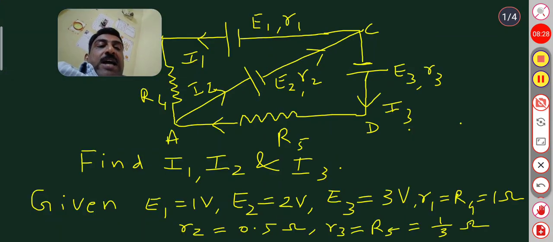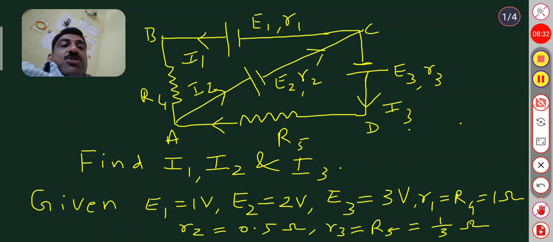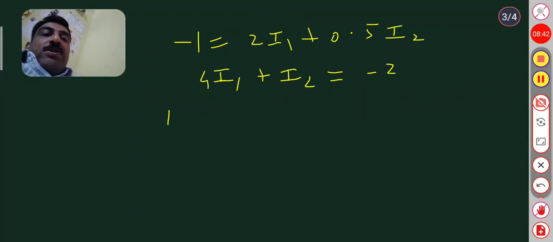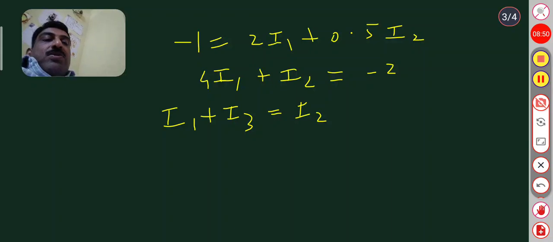But you already know that I2 can be written as I1 plus I3, isn't it? By using Kirchhoff's first rule, you can see here I1 is entering, I2 is leaving, and I3 is also entering. So you can write I1 plus I3 is equal to I2. This is from Kirchhoff's first rule or junction rule.